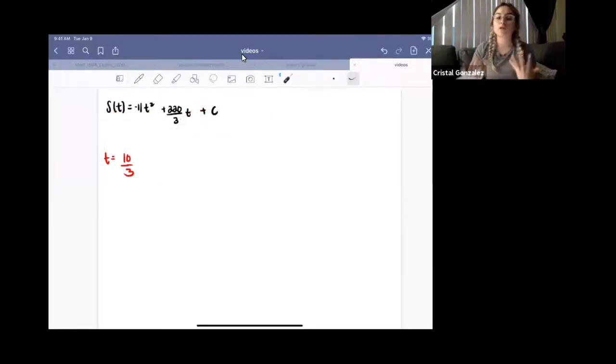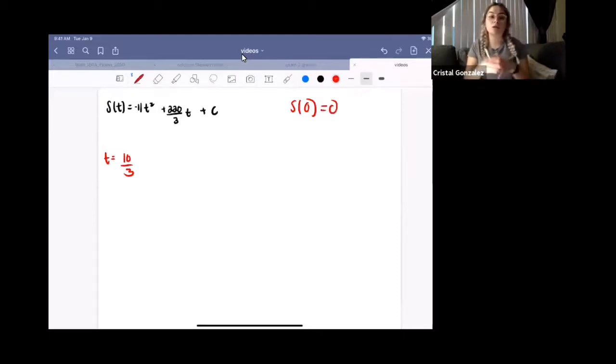We need an initial condition for the position, right? But we don't really know the position. We just know the car is traveling at 50 miles per hour. So if we consider when s of 0 is equal to 0, so before time started, the position didn't move and it didn't matter. So when time is 0, s is equal to 0 because it hasn't moved from its starting place. So the car hasn't traveled.